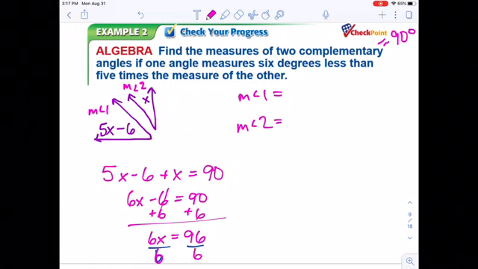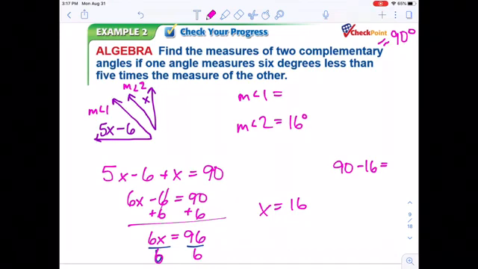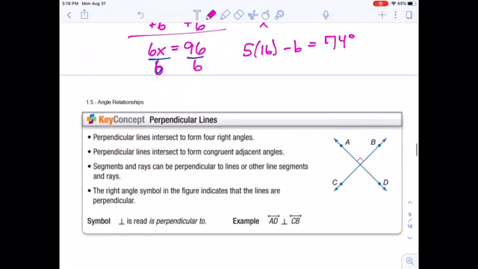So x is going to equal 16. Once again, the measure of angle 2 is already 16 degrees. So we just go ahead and take 90 minus 16. And this equals 74 degrees. Once again, we could just plug this 16 into our expression. We will get 74 degrees here as well.